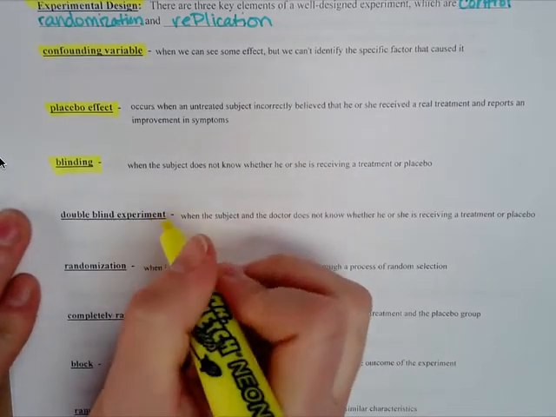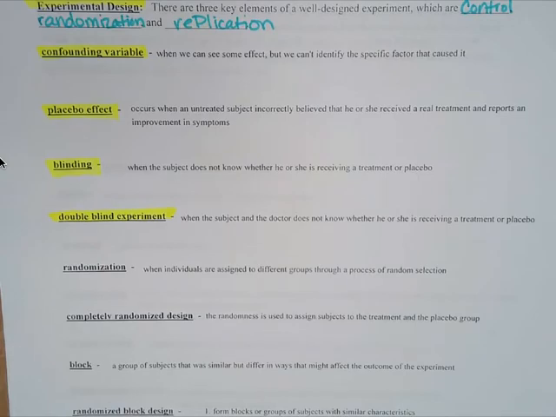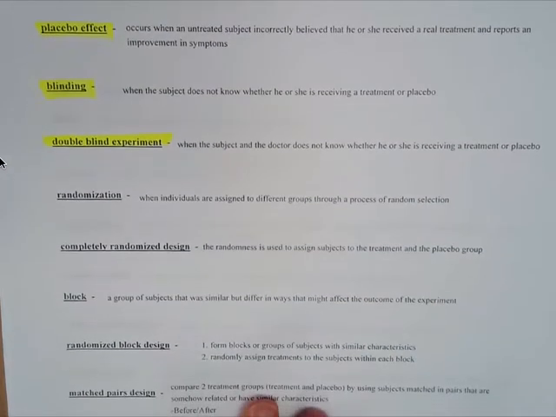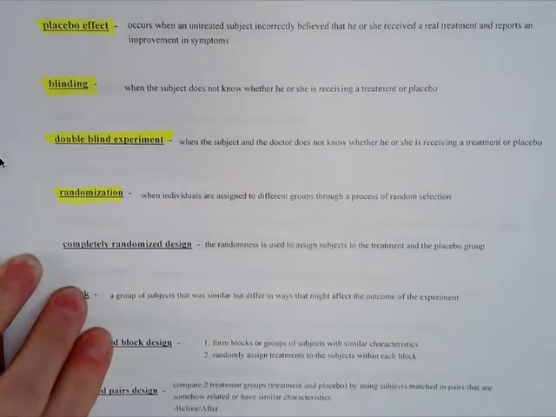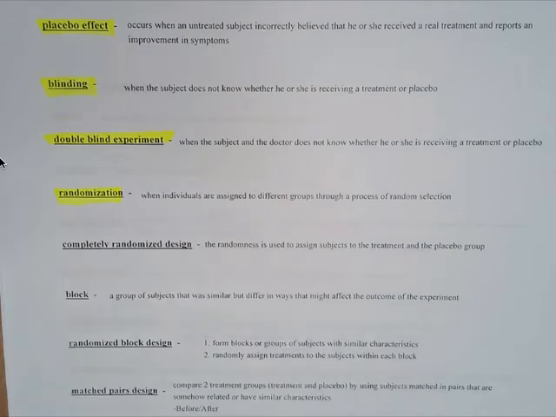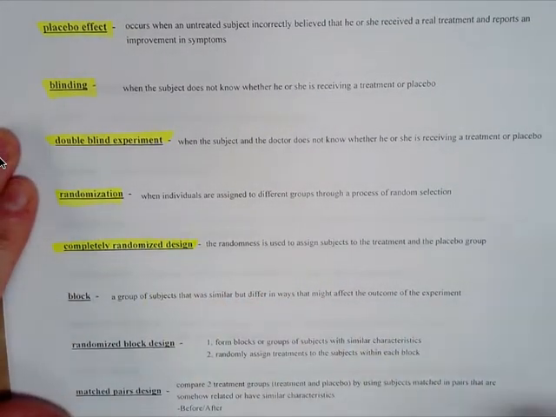Double blinding is when not just the patient, but also the doctor doesn't know if they're receiving or giving a treatment or placebo. Randomization, when there's a randomized selection of your different groups. I don't decide who's getting the treatment, who's getting the placebo. Randomness is used to assign subjects to the treatment and placebo group.